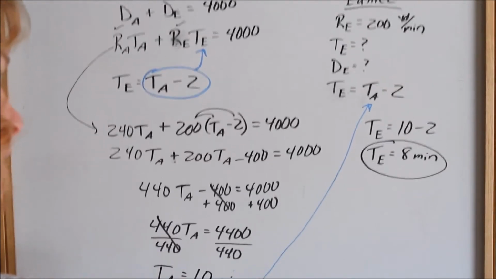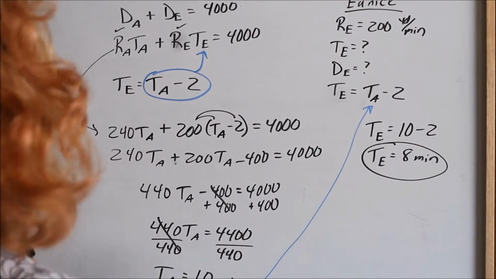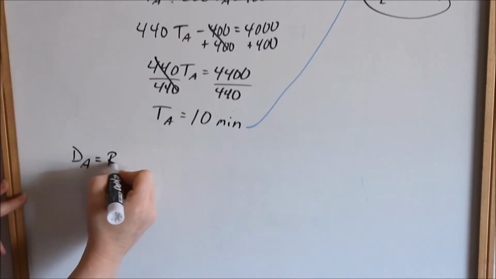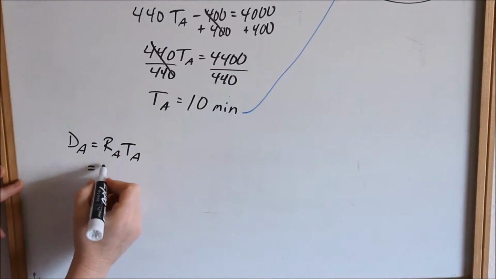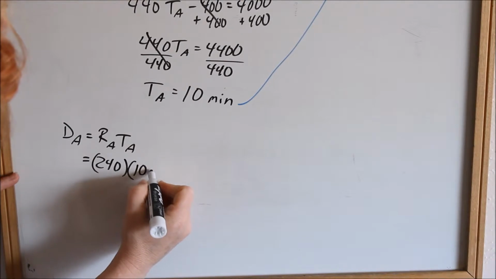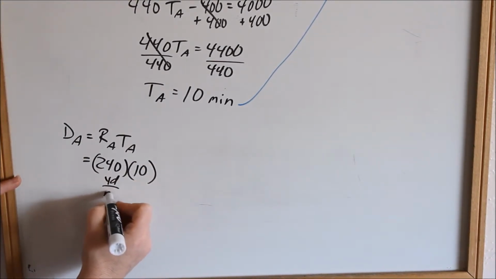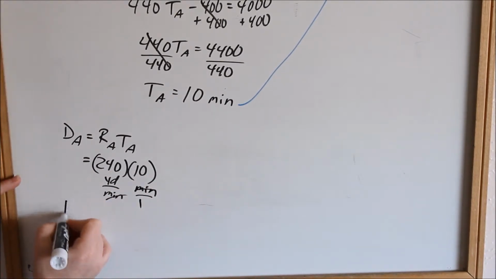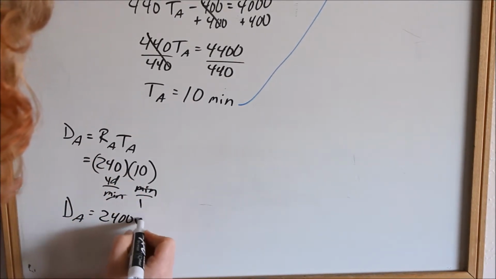Now we need to know the distance of each one. How do we find the distance? Distance equals rate times time. Okay, so to find the distance of Amos, we can take his rate times his time. Well, the rate was given in the problem. His rate was 240 yards a minute. And then we just solved for his time, which was 10 minutes. So, just so you know, this would be yards per minute. This would be minutes. So therefore, our minutes cancel and we're only left with yards, which is a distance. So 240 times 10, 2,400 yards.